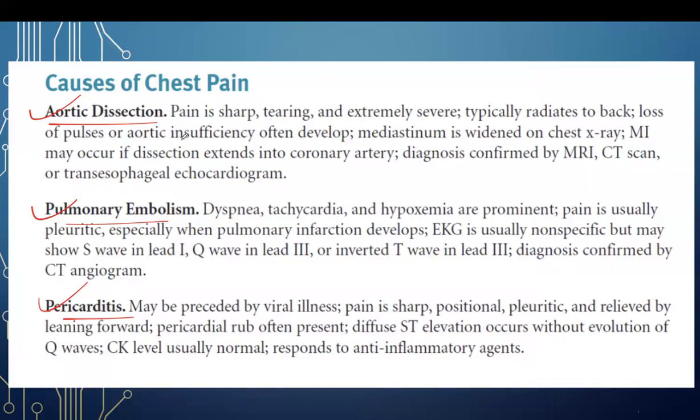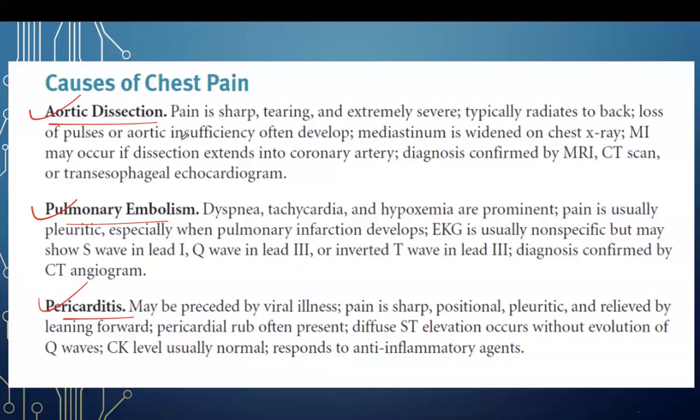But let's have a look at how we can differentiate an acute myocardial infarction pain from aortic dissection pain, because both of them will come to us with a very sudden, severe chest pain. So we know about acute MI, how the pain presents. It will be acute onset, left-sided chest pain, radiating to the left arm, neck, or jaw. And it feels like a tightness, heaviness.